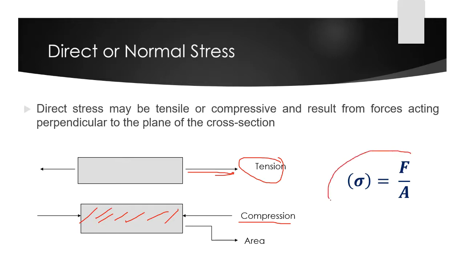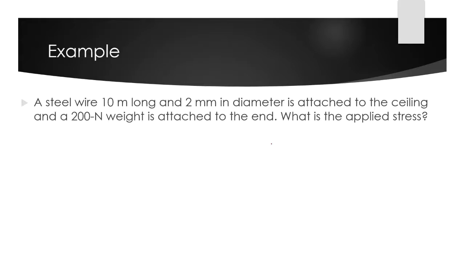That is again given by the formula stress is equal to P over A or F over A, where F or P are the loads or the forces acting on the object, and A is the area. For example, we have here a steel wire 10-meter long and 2 mm in diameter is attached to the ceiling, and a 200 Newton weight is attached to the end. What is the applied stress?